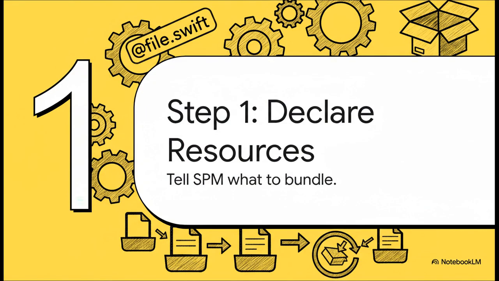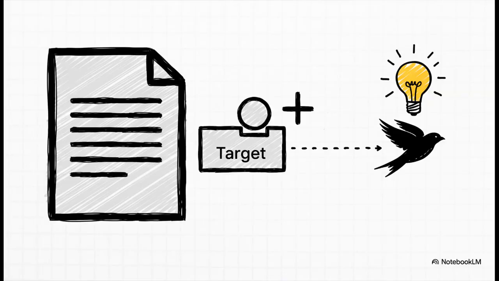Okay, first things first. We have to let SPM know what we're planning to do. And this all happens right inside that one crucial file, your Package.swift. So when you open up that file, you'll see your targets defined, where you list your source files and dependencies. Well, right in there, we're just going to add a new parameter to tell SPM about our resources. It's a simple little flag that lets the package manager know, hey, I've got assets to include.